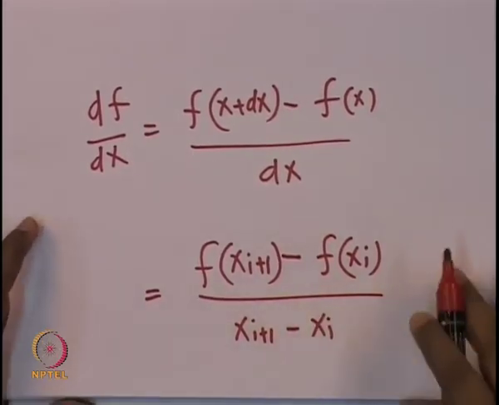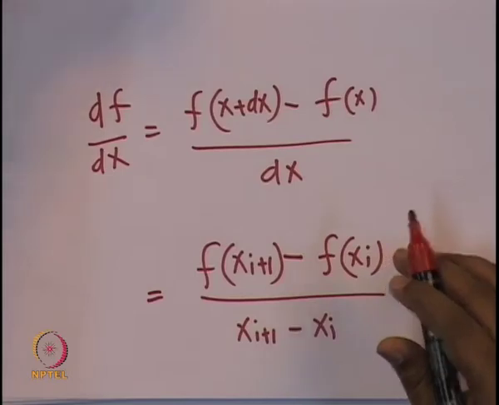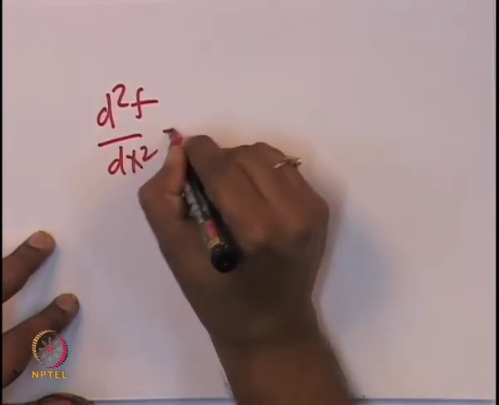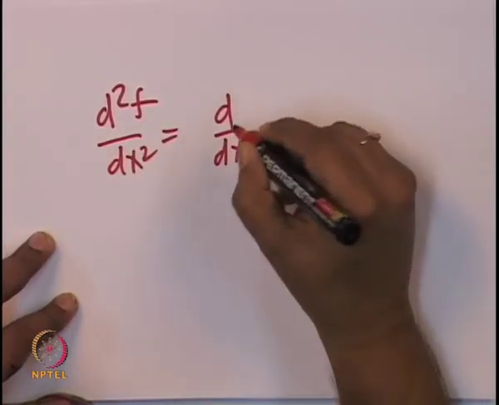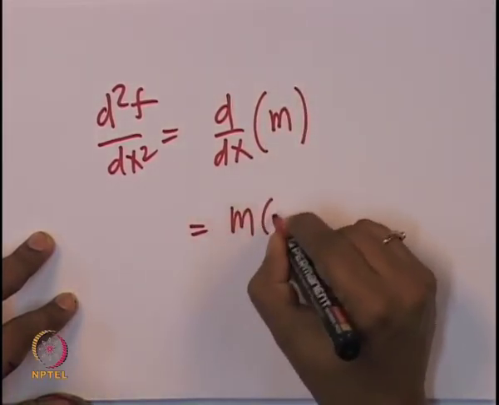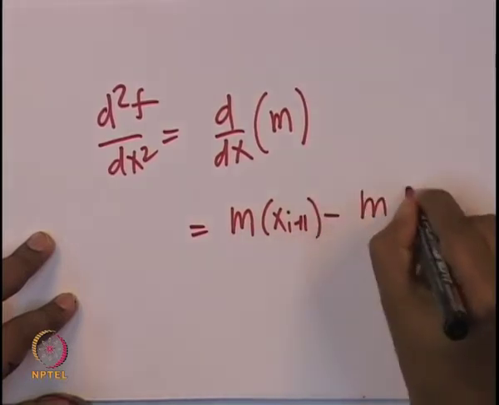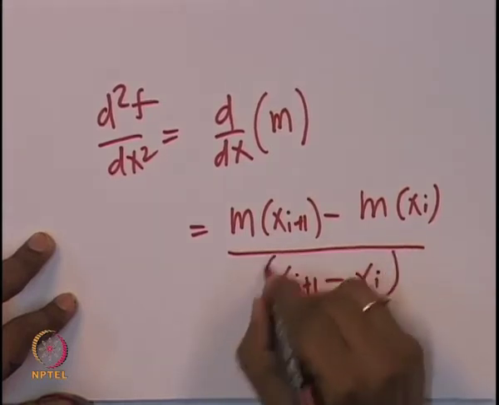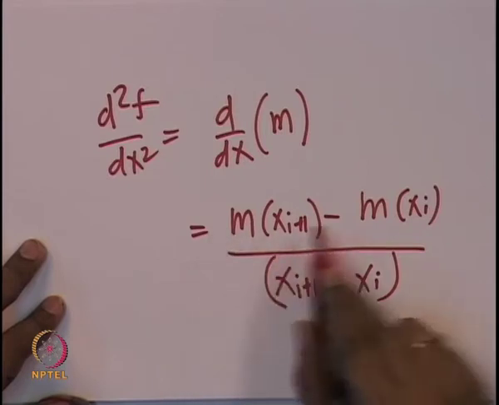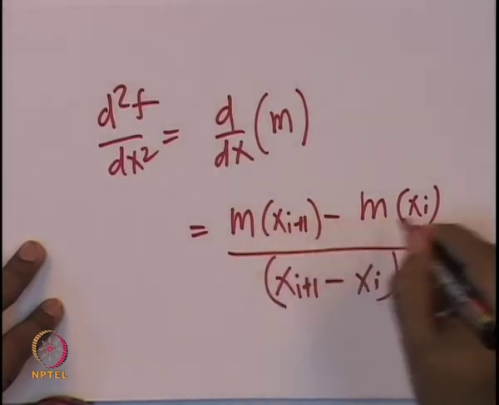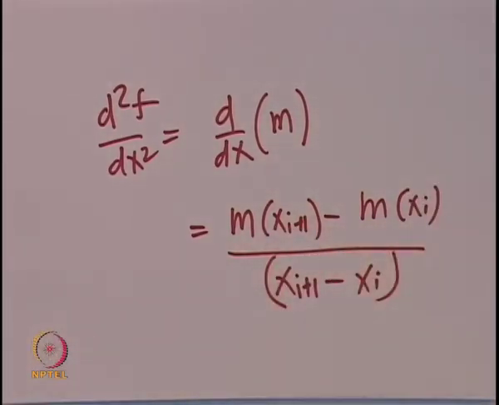You can extend this to higher derivatives. Let us say d square f by dx square is nothing but d by dx of the slope. So, you can write this as m at x I plus 1 minus m of x I divided by x I plus 1 minus x I, where m is the slope. I can substitute for m of x I plus 1 and m of x I, because this itself is a derivative, and you can go ahead and do this. So, similar things can be done for given data.